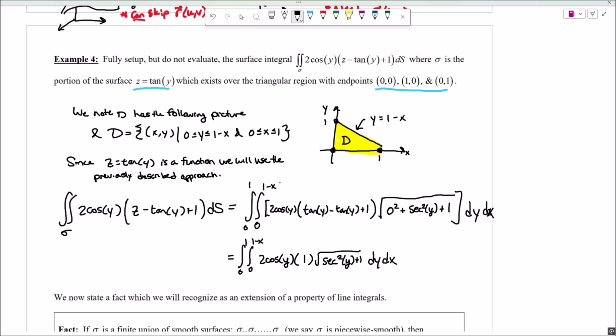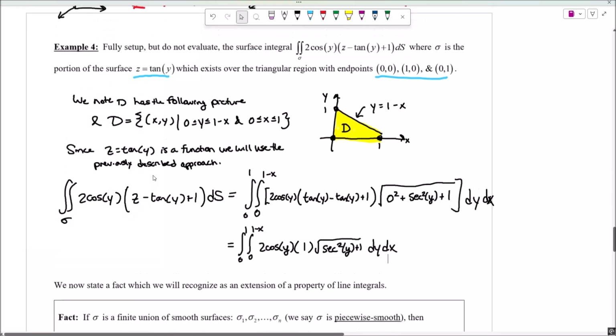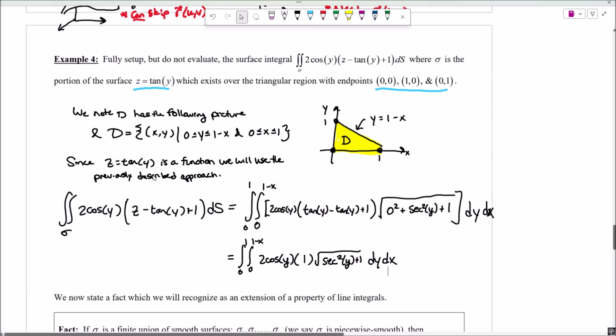Again, the nice part here is I was able to circumvent actually having to do anything at all with the parameterization because I recognized that I had a function. And this is really the big key takeaway here. If I'm working with a function, I can avoid doing parameterizations.